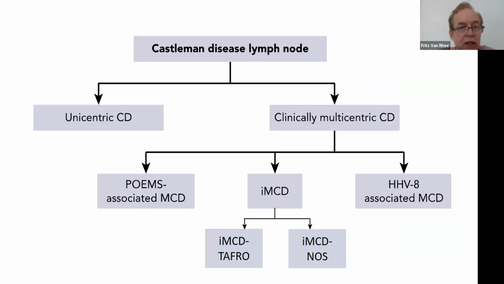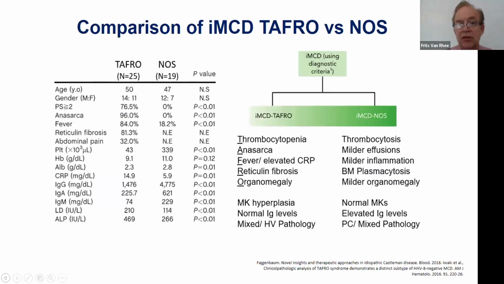Now, if you ask me what is Castleman's disease, I would say it's a heterogeneous lymph node disorder, or a group of lymph node disorders with shared histopathology. So it's the unicentric, the different variants of the multicentric, and then the idiopathic form we subdivide further into the idiopathic multicentric Castleman disease of TAFRO variety, and a variety which we refer to as not otherwise specified. So how are these two variants of iMCD defined?